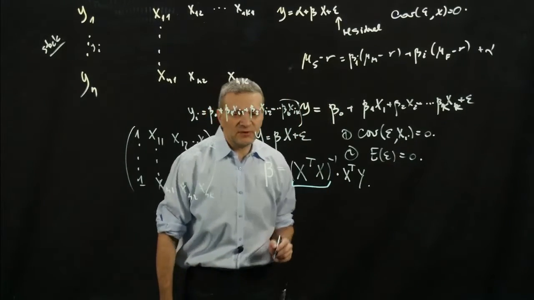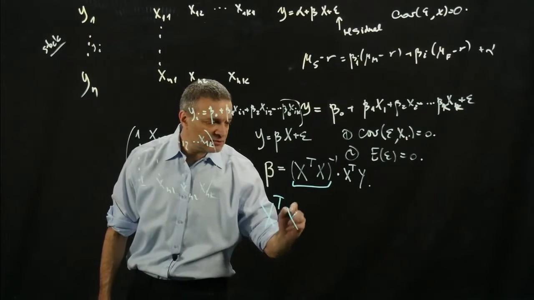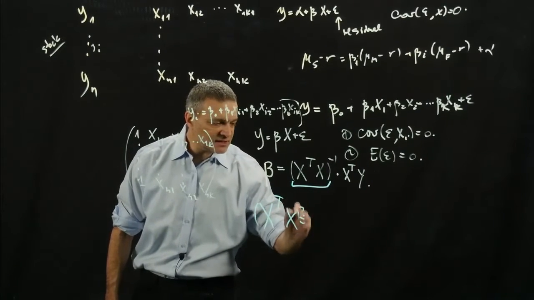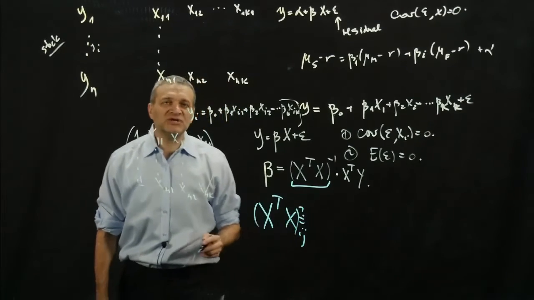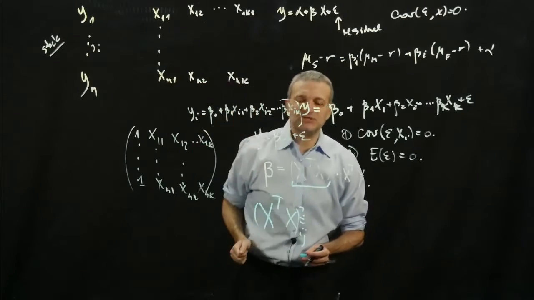So what is this? What is X transpose X? How does the matrix X transpose X look like? Right. So what is this Aij? Well, it's actually easy peasy. You just take the i's column here, multiplied by the j's column here.